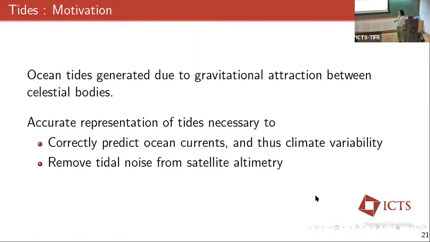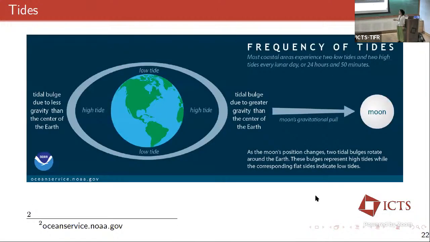Okay. There is some more motivation to study tides. Firstly, to predict correct ocean currents, and then to remove tidal noise from satellite altimetry. From satellites, we can calculate sea level heights and so on. But the tidal noise sometimes introduces errors in those measurements, and we have to remove that noise to calculate the correct sea level. Okay, so what are tides?